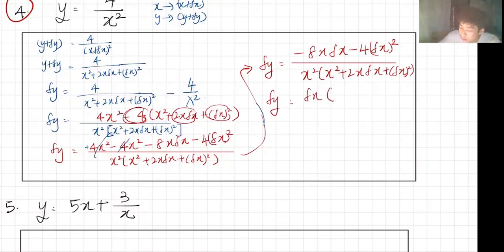Delta y is equals to, I get the delta x out, so I factorize what I get. The first term divided by delta x, what I get is minus 8x only, because delta x divided by delta x gives you 1. So I'm left with negative 8x. Then minus 4 delta x squared divided with delta x. This delta x squared, this delta x, so you minus the power, you're left with 4 delta x only, divided with x squared plus 2x delta x plus delta x squared.